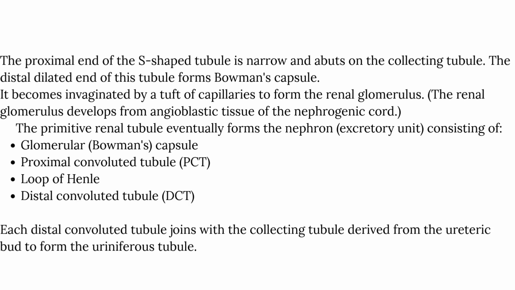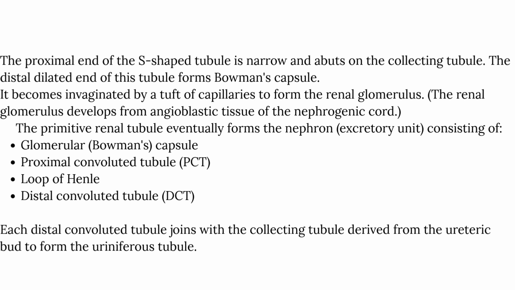The proximal end of the S-shaped tubule is narrow and abuts on the collecting tubule. The distal dilated end of this tubule forms Bowman's capsule. It becomes invaginated by a tuft of capillaries to form the renal glomerulus. The renal glomerulus develops from angioblastic tissue of the nephrogenic cord.